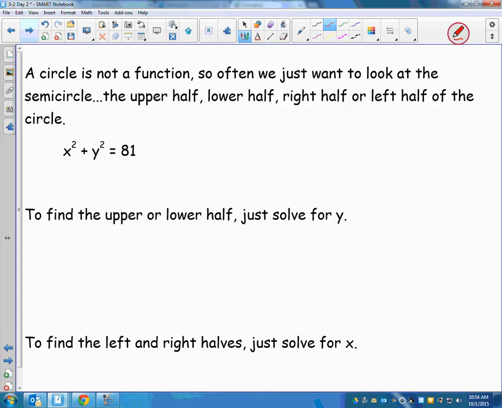What if I wanted just half of the circle? Do you agree that there are 4 halves to a circle? That kind of sounds tricky, right? You think there's only 2 halves, right? That would be like the top half, or the bottom half, or the right half, or the left half.